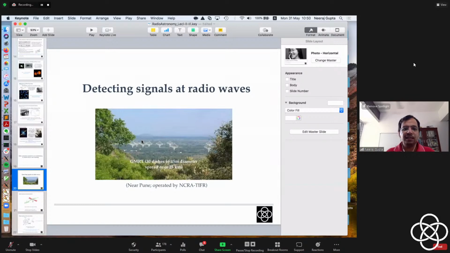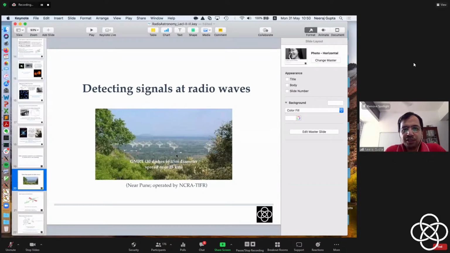That this is made up of dishes of 45 meters, but just by spreading them across 25 kilometers, do we get a telescope of the size of 25 kilometers? How do we understand this, right? This is related to radio interferometry, which we will talk about in more detail tomorrow. For now we will stop, and if there are some questions, let's take them and have some discussion related to today's lecture.